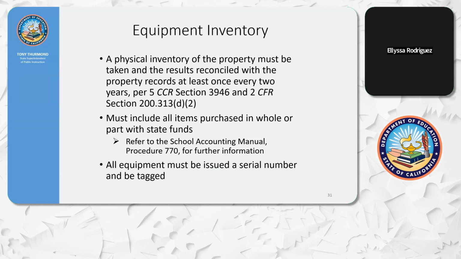It is considered to be equipment, and if purchased with state funds, even in part, it must be included in your inventory. There is not a dollar amount or a threshold minimum that determines what equipment should be included in the inventory. If the item can be classified as equipment and is purchased in whole or in part with state funds, then it should be included within the inventory.